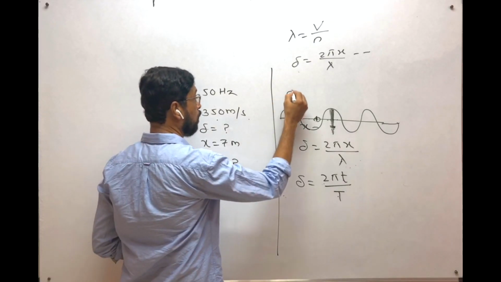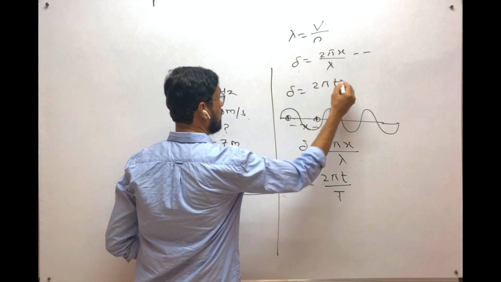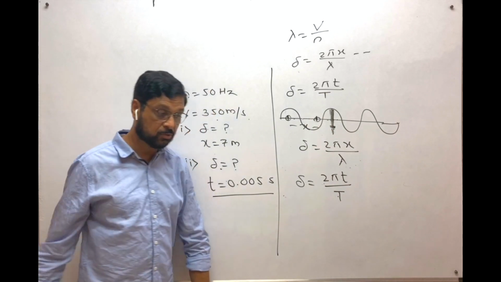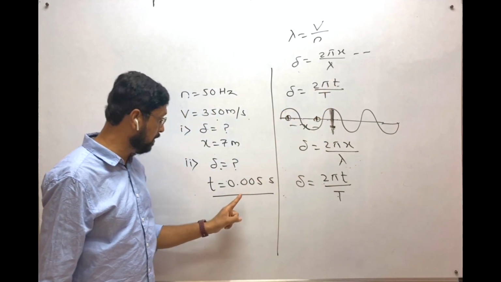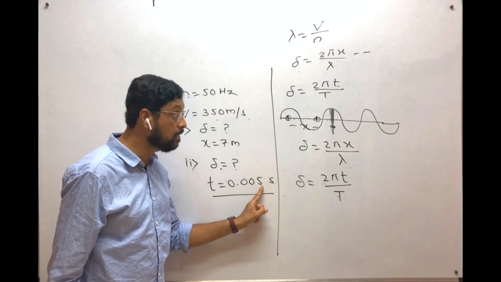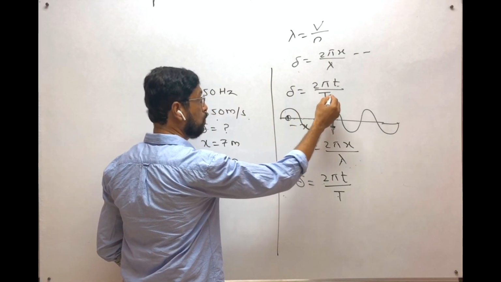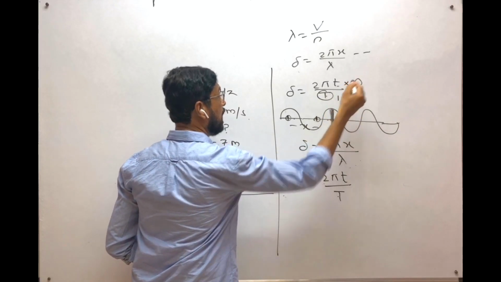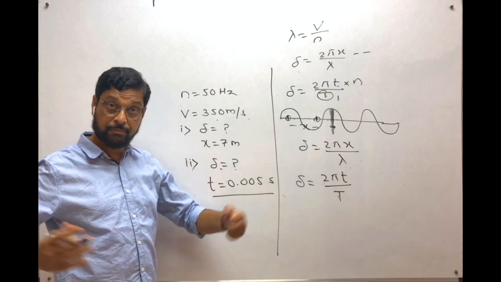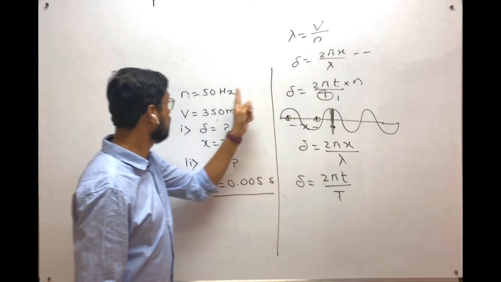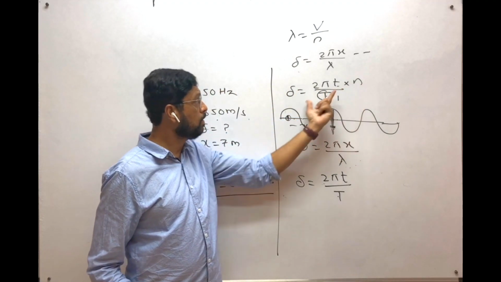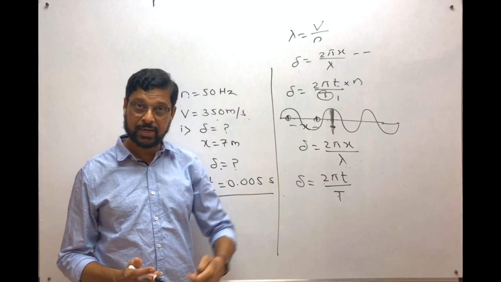Then for second question, delta is 2 pi small t by capital T. So here small t will be 0.005 second and capital T will be 1 by n. Period and frequency, they are reciprocals of each other. So capital T is 1 by n. So directly you can put 50 here, put the values and calculate the answer.